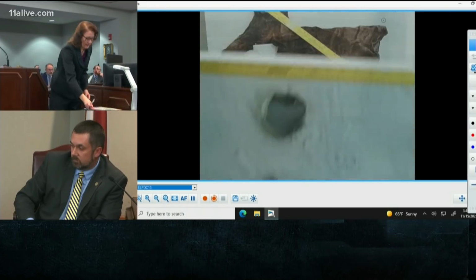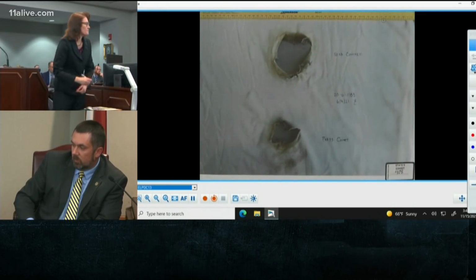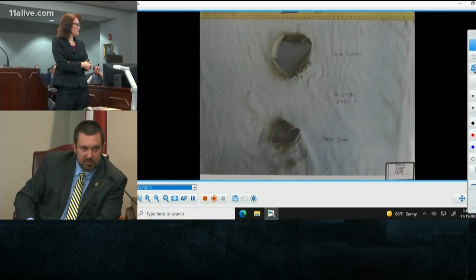408, what are we looking at here with 408? 408 were two test fires I made. Basically I wanted to confirm that the rolling of the fabric wasn't caused by the blood. I used a shirt of the same manufacturer and design, essentially the same shirt that Mr. Arbery was wearing, and I shot that 2 times just to see what that would look like.